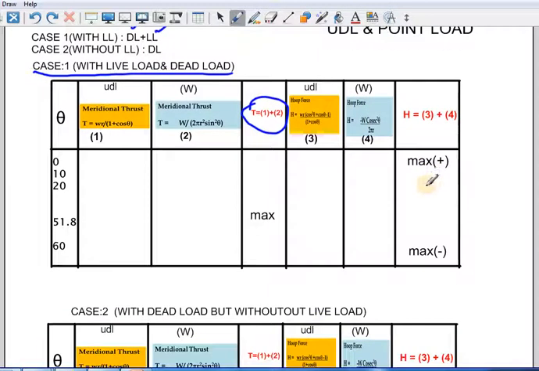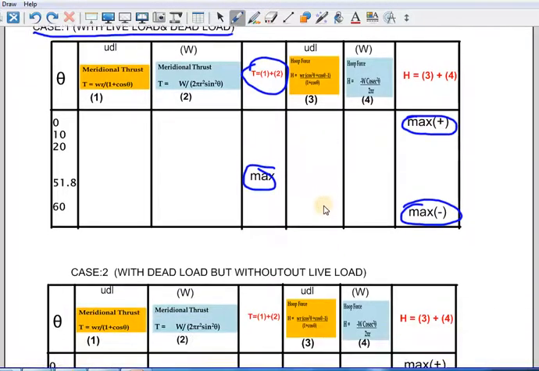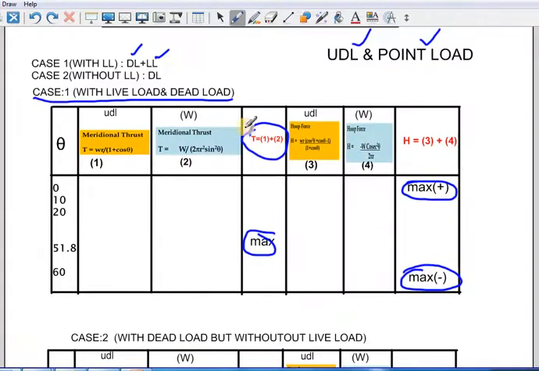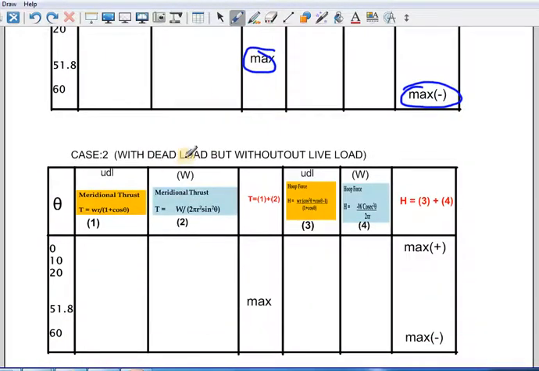So you will have one maximum positive value of h and one maximum negative value of h, and you will get only one value for t. That is one case, with the dead load and live load. Another case is that you should consider without live load, with the dead load but without live load.